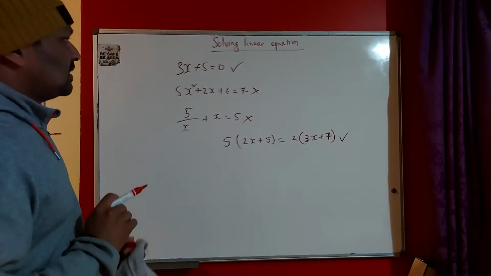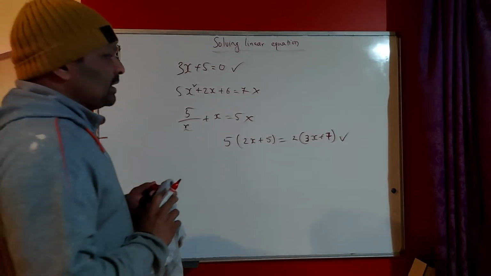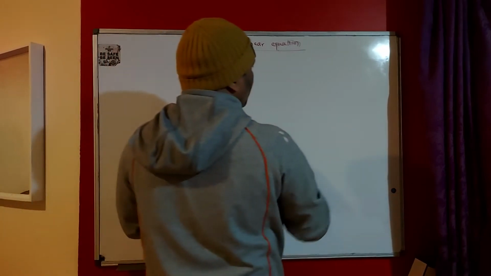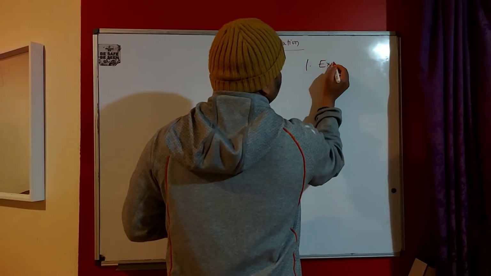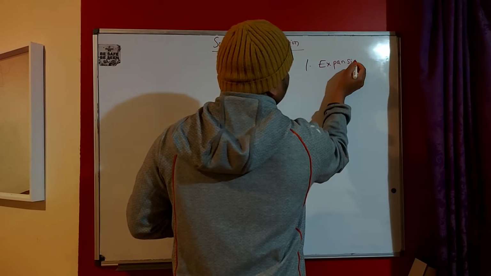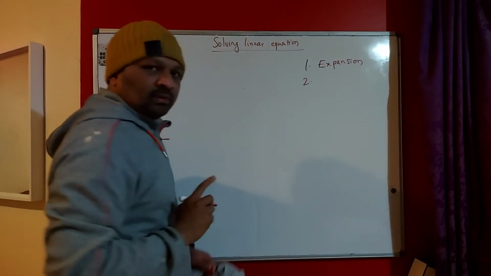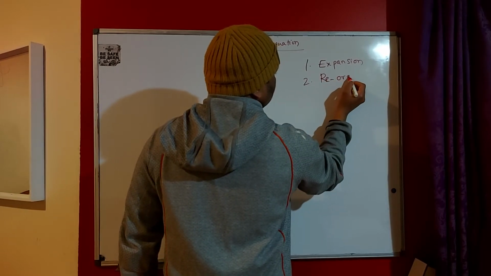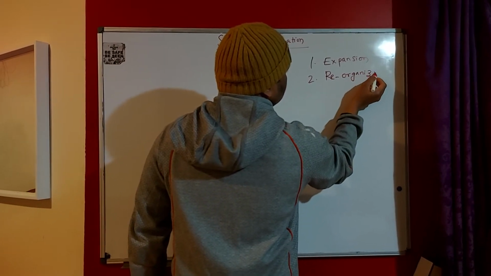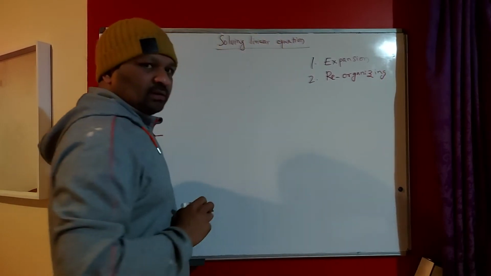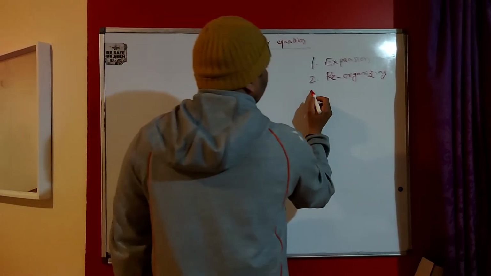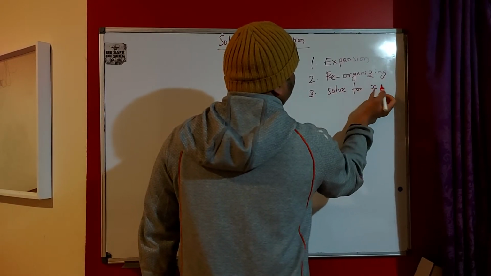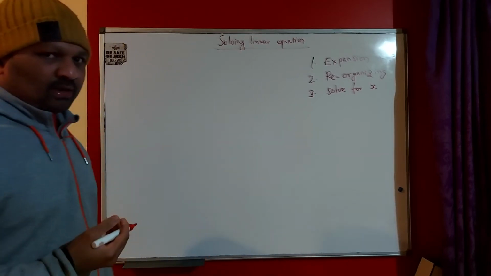To solve a linear equation, there are 3 easy steps that you can remember. Let's see what the steps are. One is expansion. I'll explain in detail. The second one is reorganizing the terms. That also I'll explain. And the third step is solve for x, or solve for the variable.